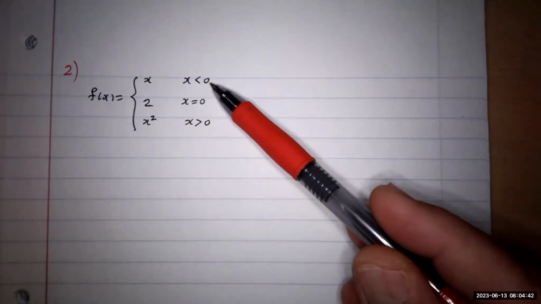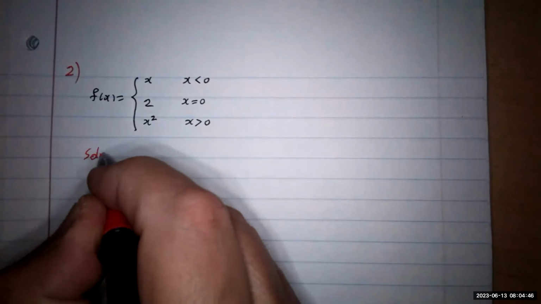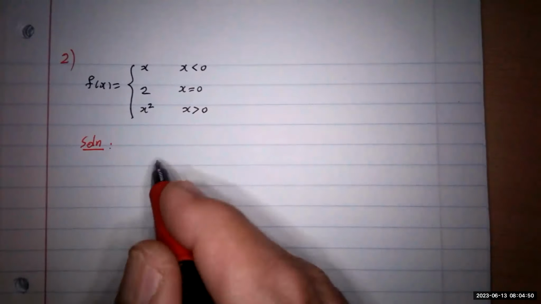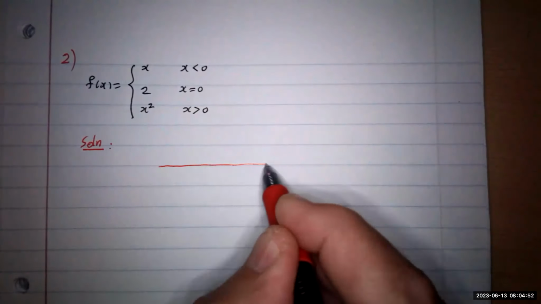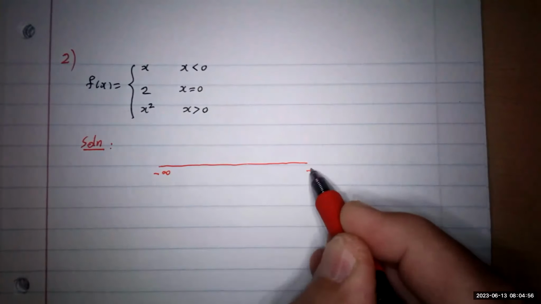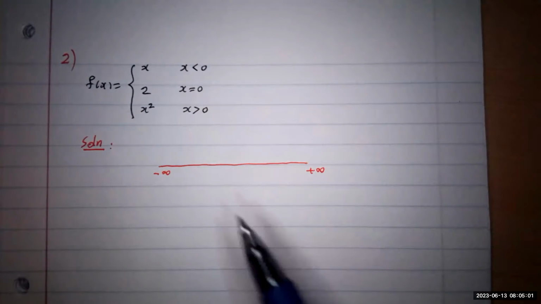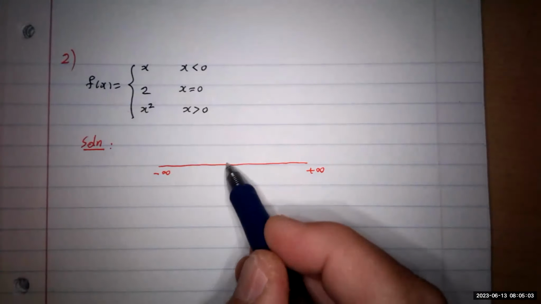We want to sketch the graph of this function. So you have three parts. I just continue what we did the other day. If you want to think about the type of function that you have, this is going to be a number line from negative infinity to positive infinity. So this function is partitioned at 0.